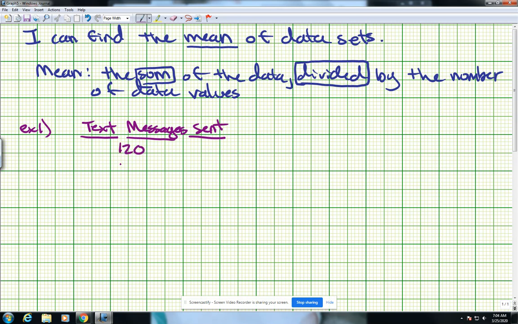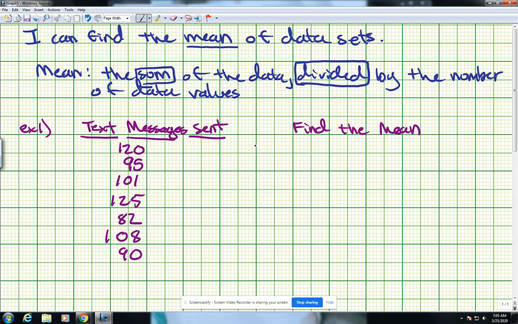So one person did 120 text messages. The next person sent 95. Then we have 101. Then we have 125. Then we have 82 text messages, 108. I almost said 180. And then we have 90 text messages. So those are all of our numbers in our data set. To find the mean, we're going to add them all together, and then we're going to divide by how many there are on our list.